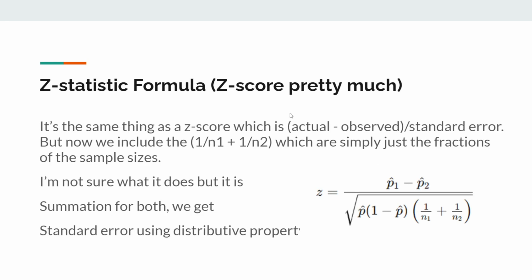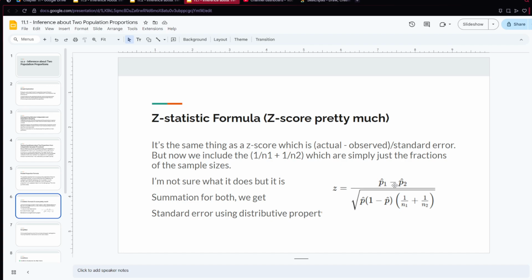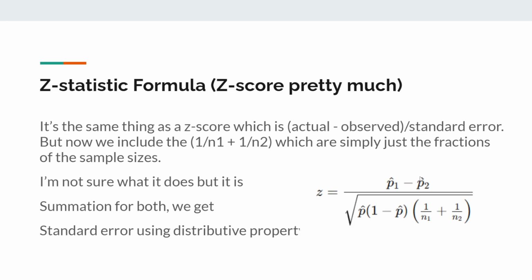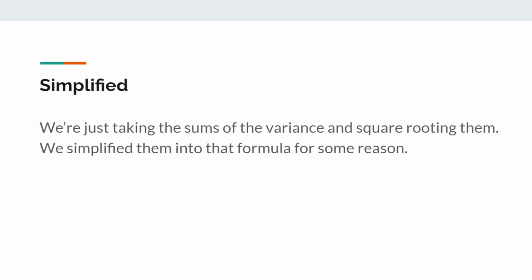Here's the actual formula. We use P1 minus P2 to ensure that there actually is a difference. You could also use P2 minus P1. And then the P right here is just the pooled proportion. If you distribute this, you actually get, I believe, the standard deviation of the sums of the standard deviations, or the sums of the variance, I believe, and then you square root that. Variance is just the standard deviation squared. Simplified, we're just taking the sums of the variance and square rooting them. We simplified that into the formula for some reason. I'm not sure why they didn't just distribute, but I guess it is easier that way.